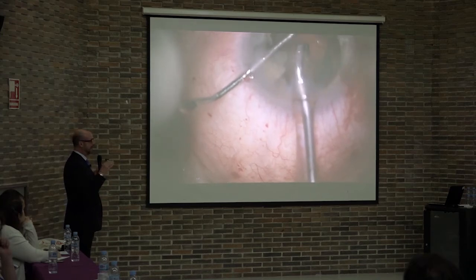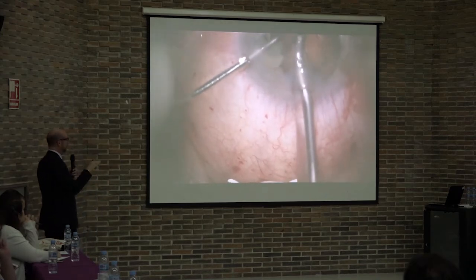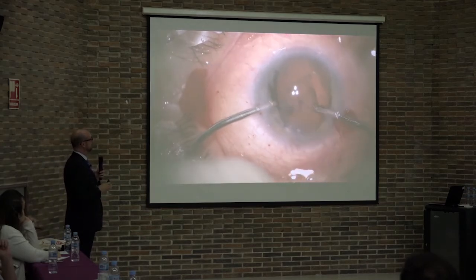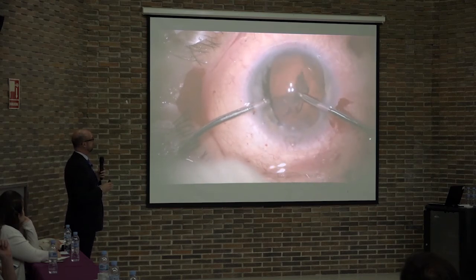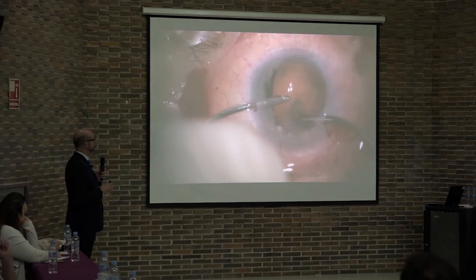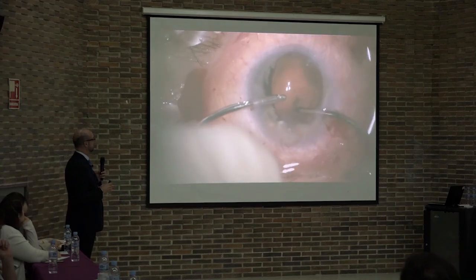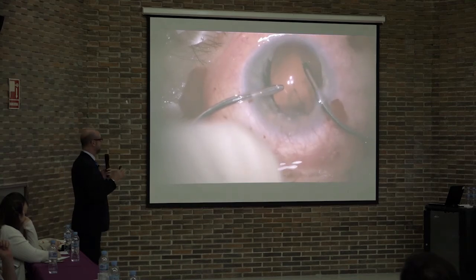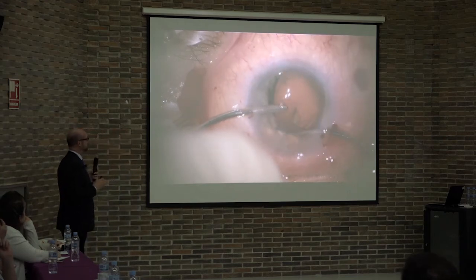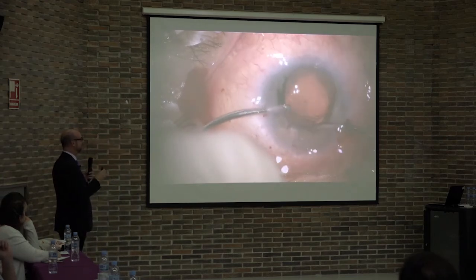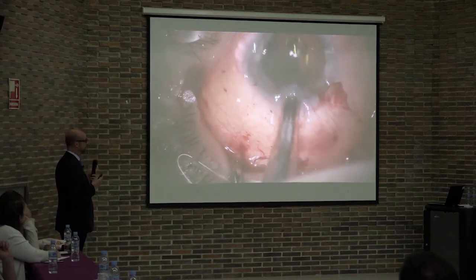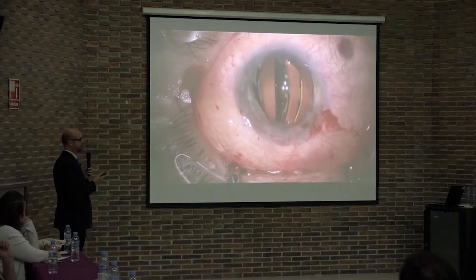Then we will put a lens which will be located in the capsular bag. We clean the cortical remnants, and when it's completely clean, we place the lens. As I have told you, it's very important to preserve the stability of the bag, because if we have to suture lenses or put lenses in the sulcus in this kind of patients, they can induce an inflammatory response which is more aggressive than in normal patients.